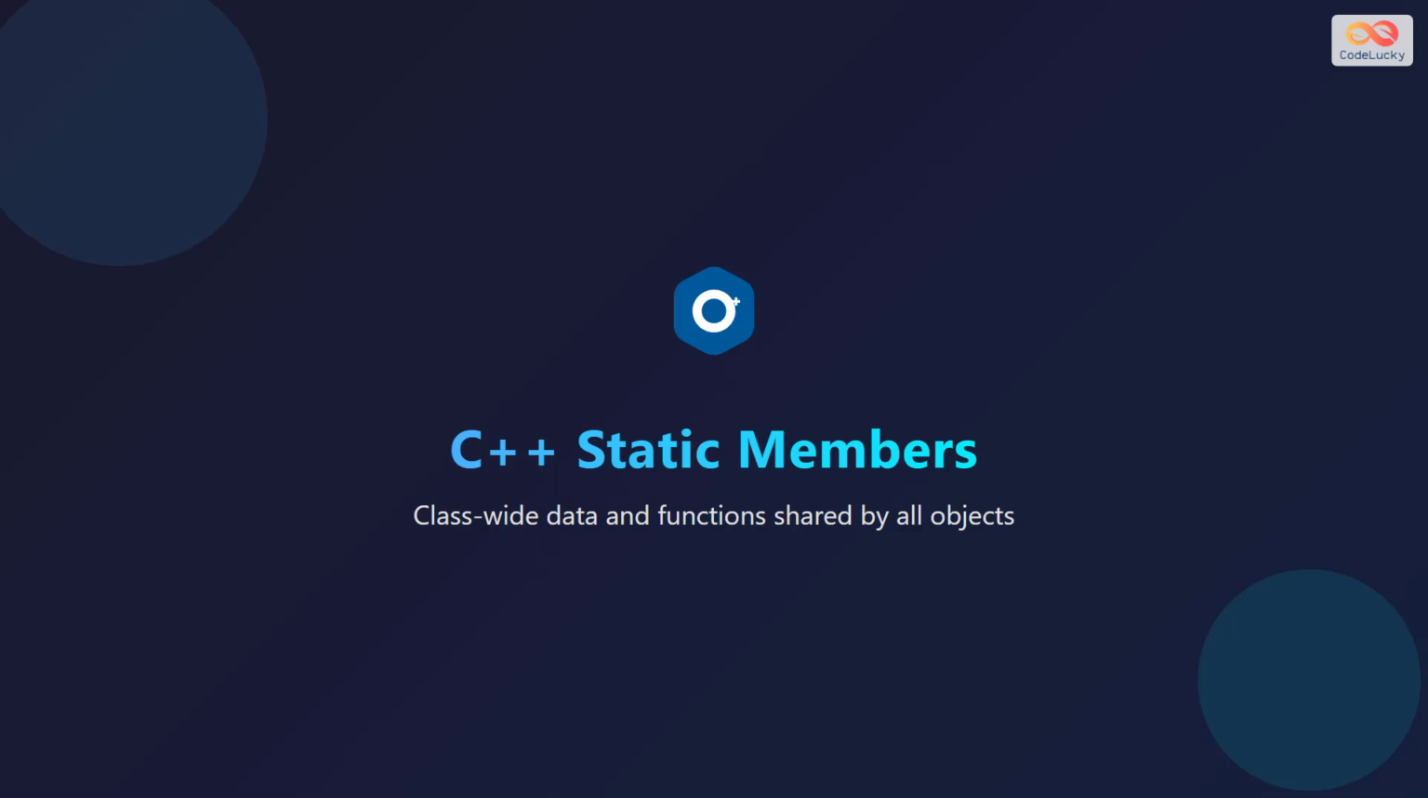In this video, we will explore static members in C++ classes. Static members are class-wide data and functions that are shared by all objects of the class. Let's dive in to understand how they work and how they are useful.